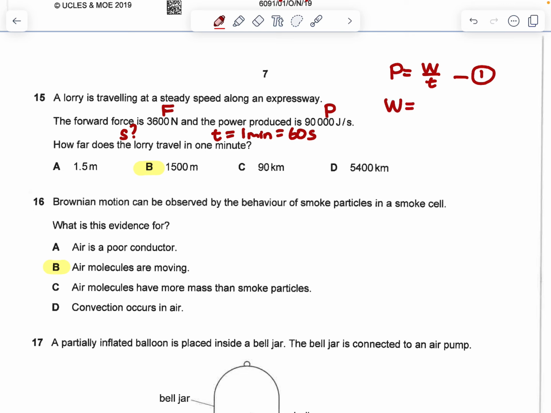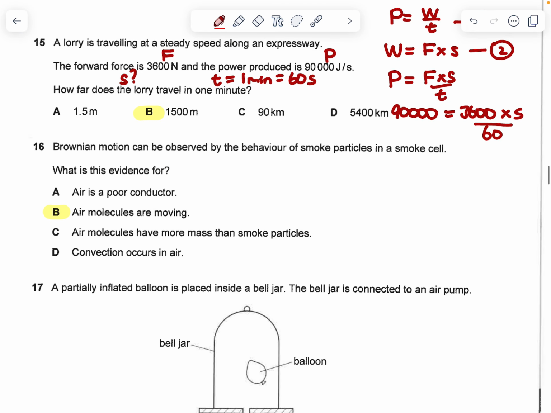Second formula, work done is equal to force times displacement in the direction of the force. Put them together, P equals F times S over T. P is given to be 90,000. Force is 3600, times displacement, how far does it go, over 60 seconds.